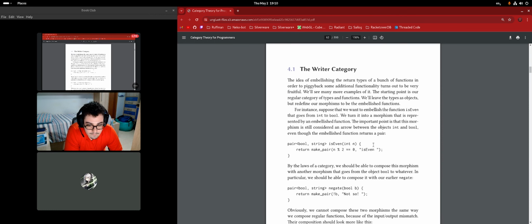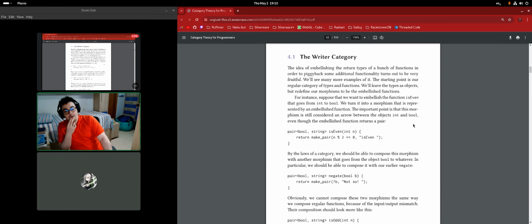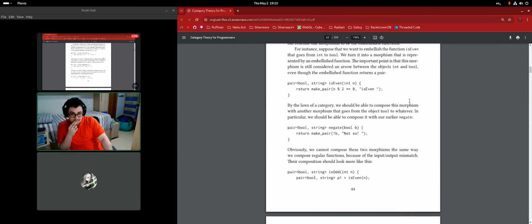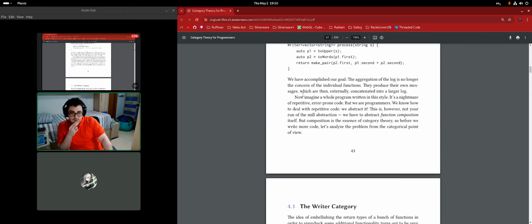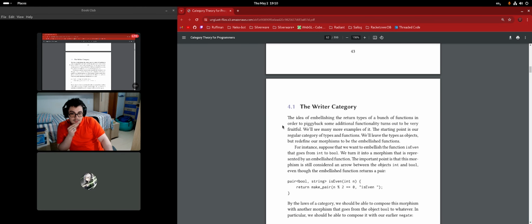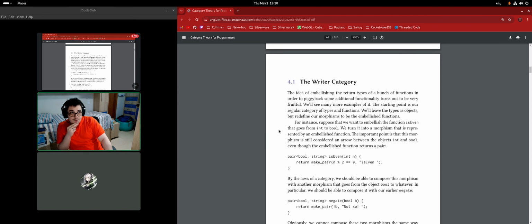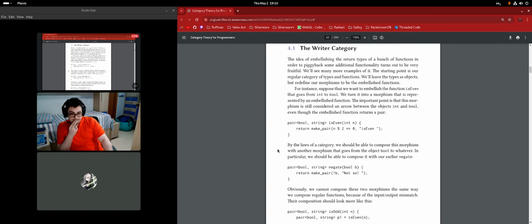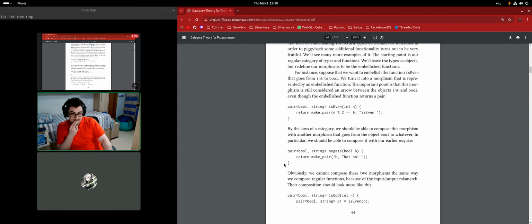So we go to the writer category, which is basically trying to establish that this writer alias here establishes a category, which is kind of interesting. So what do we need? We need to compose it. We need to make it associative, and we need identity. Those are the requirements. So let's see.